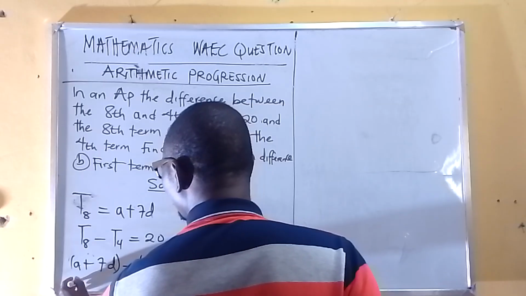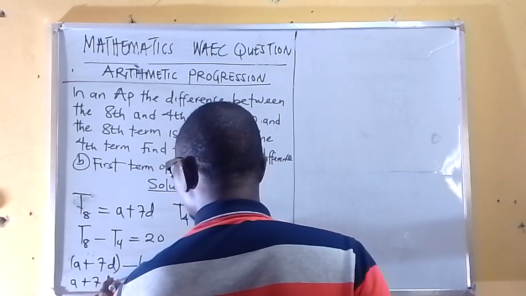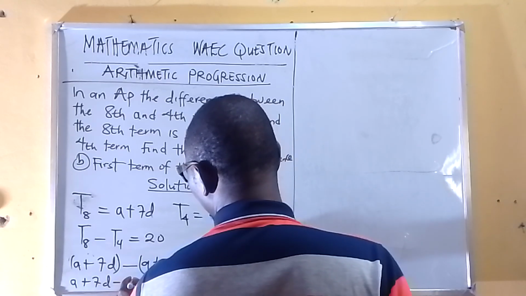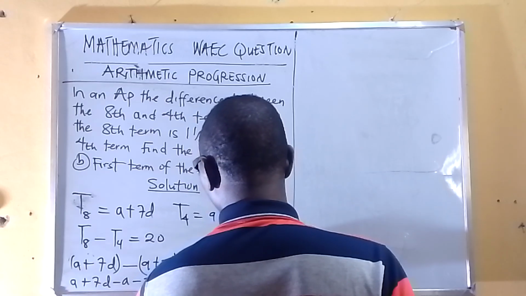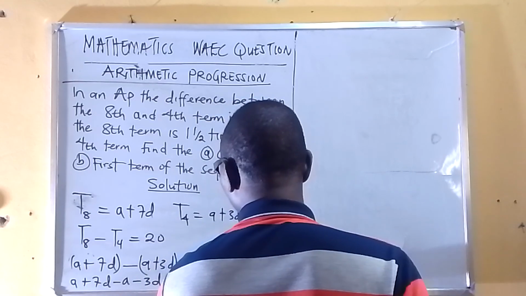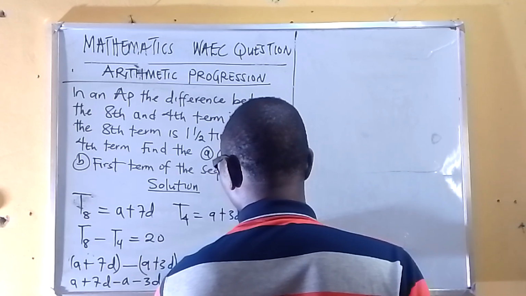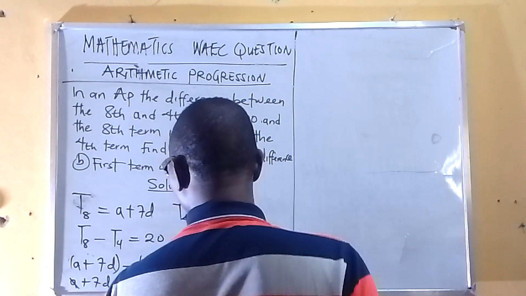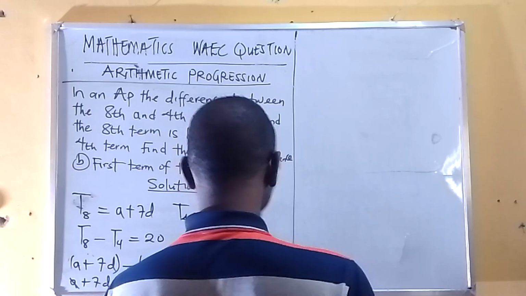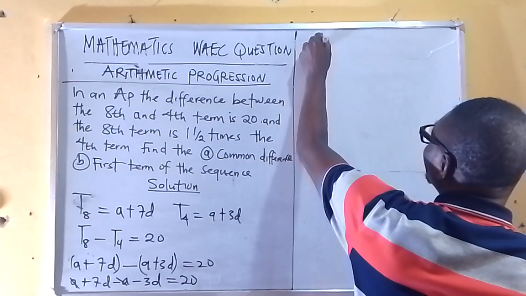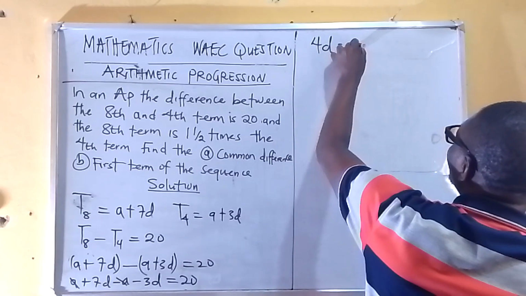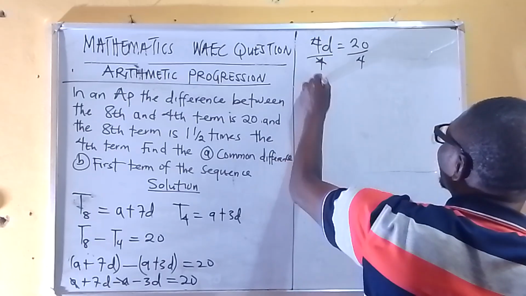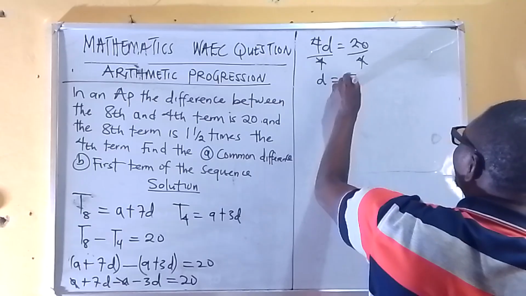So to open up this bracket, we have a plus 7d minus a. This minus will change the sign in the bracket, so we have minus 3d equal to 20. So here, this a will cancel minus a. So you are left with 7d minus 3d, which is equal to 4d. So 4d is equal to 20. To get our d, we divide both sides by the coefficient of d. Therefore, our d is equal to 5.